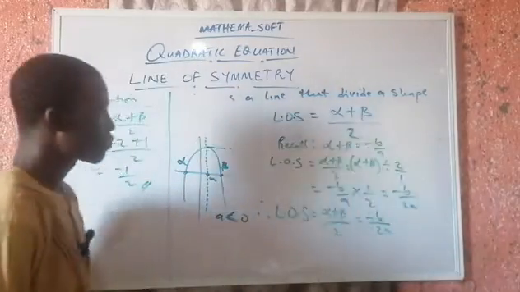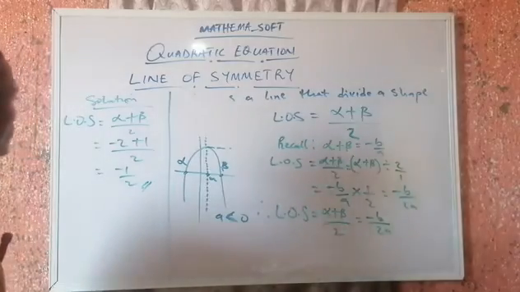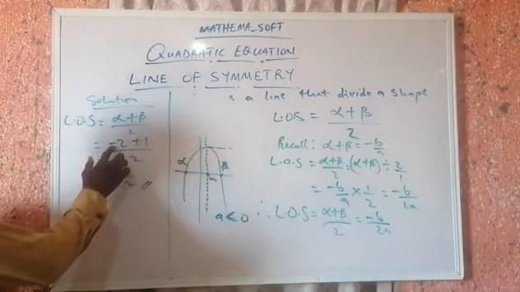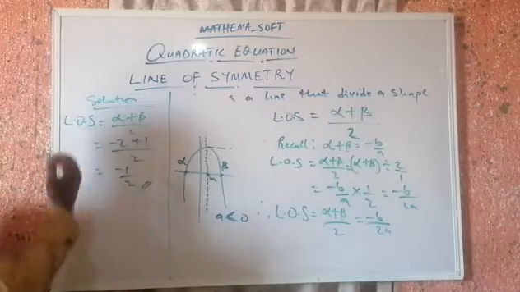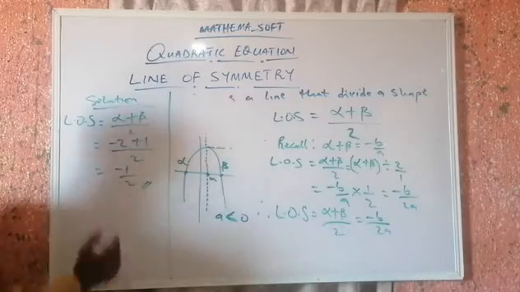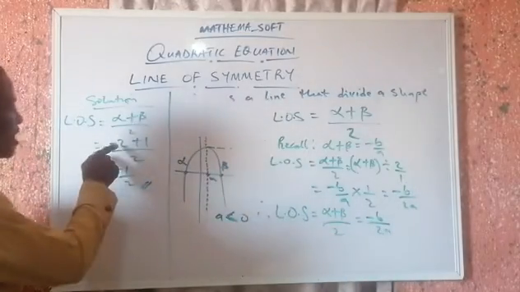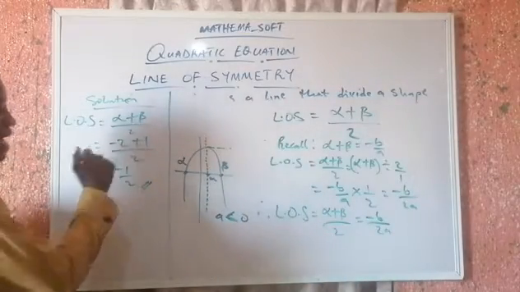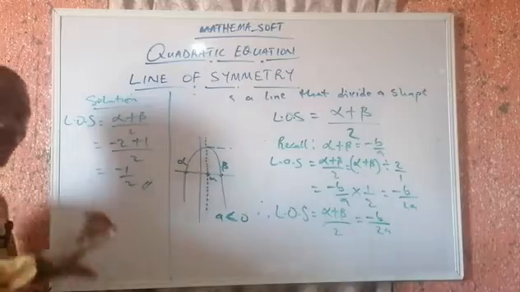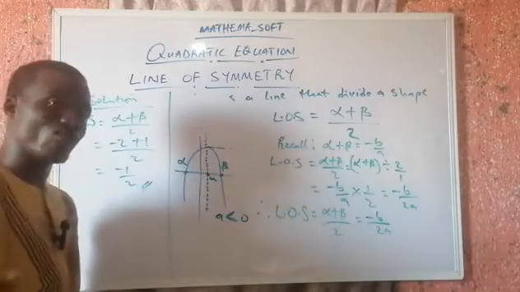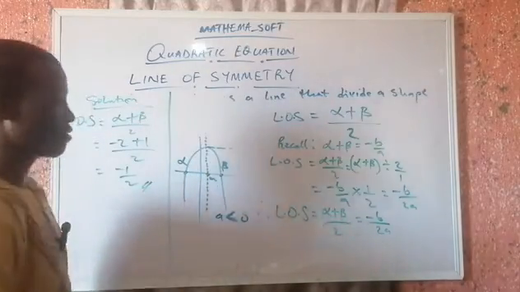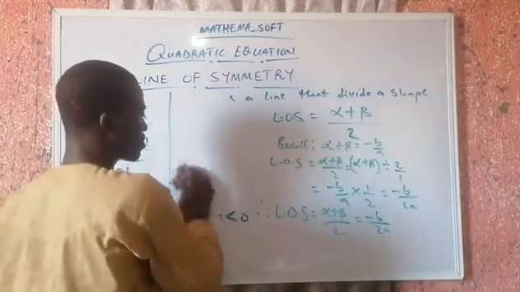So let us check. From the previous example we did, when we were given the roots as minus 2 and 1, finding the line of symmetry, we got minus 1 over 2. So let us see the equation that led us to getting the roots as minus 2 and 1, and then we'll solve it as if we are being given that equation to find our line of symmetry. That's what we're about to do now.